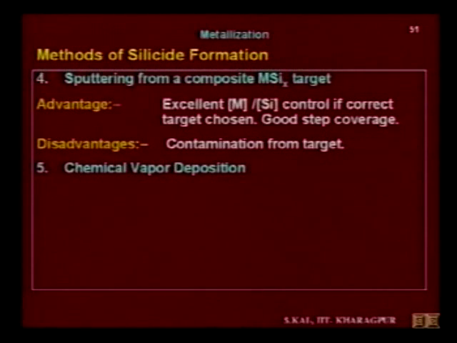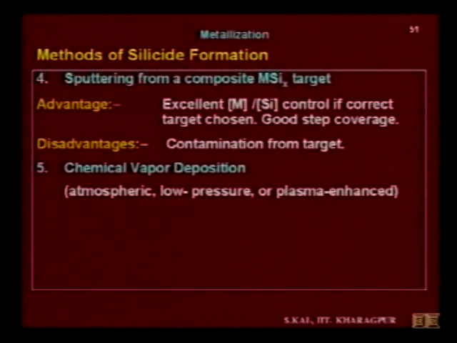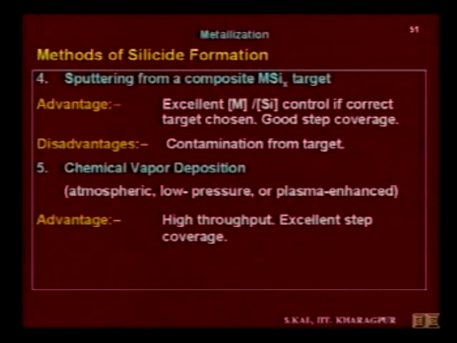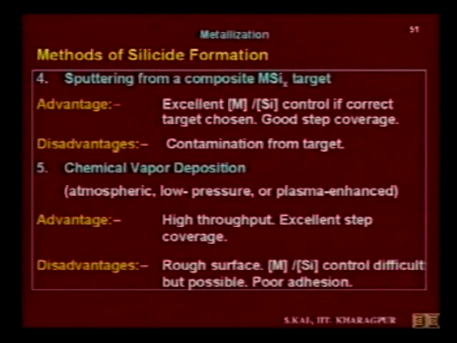And the fifth method is chemical vapor deposition or CVD technique. And this CVD may be atmospheric, may be low pressure, or plasma enhanced CVD. Here the advantage is high throughput, excellent step coverage, and disadvantage, rough surface, metal silicon molar ratio control difficult but possible, and poor adhesion. These are the disadvantages of the fifth method, which is chemical vapor deposition.